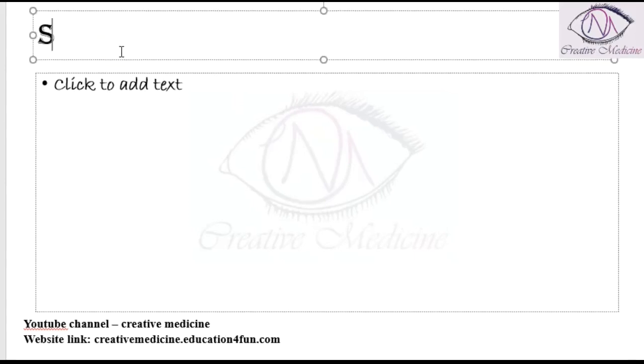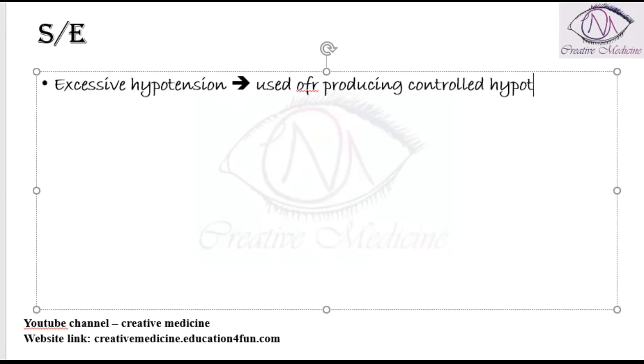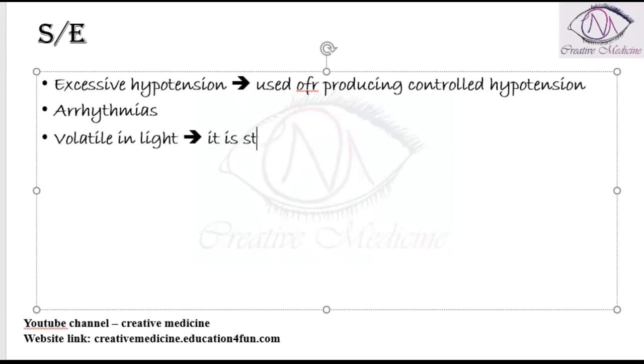Then side effects of sodium nitroprusside. Sodium nitroprusside causes excessive hypotension. So it can be used for producing controlled hypotension in certain conditions, and it can be used for arrhythmias. It is volatile in light, and because of that, it is stored in brown colored or black colored bottles. Because on reaction with light it can undergo some reactions, it is stored in bottles which are wrapped with black or brown paper.